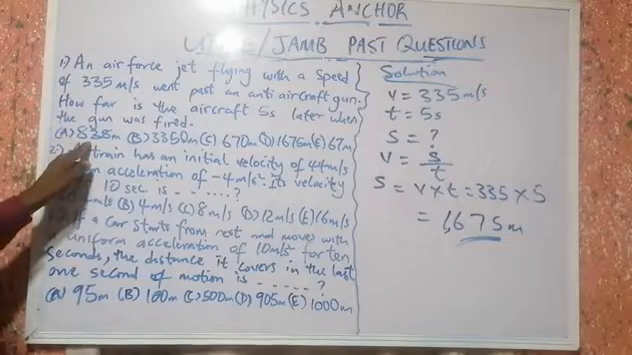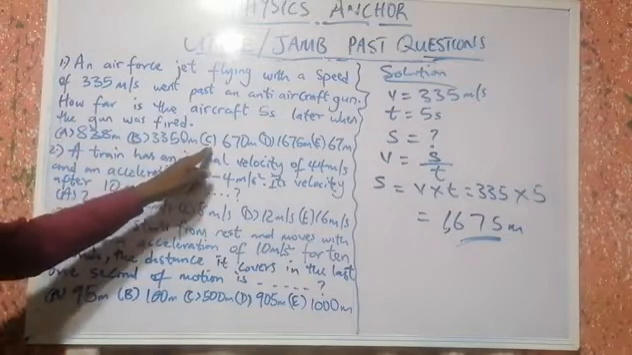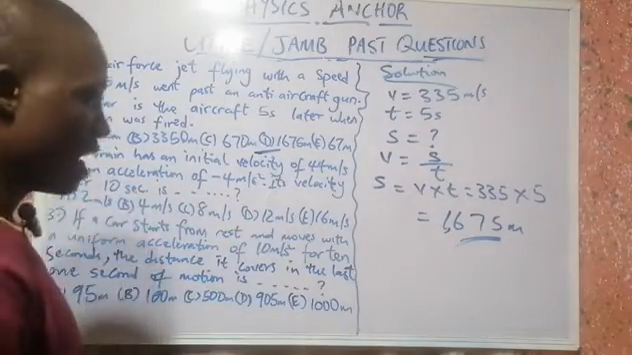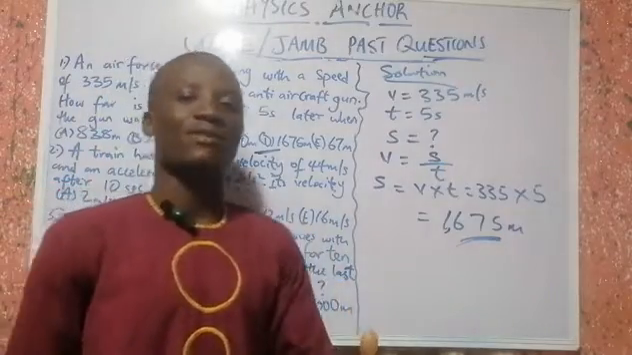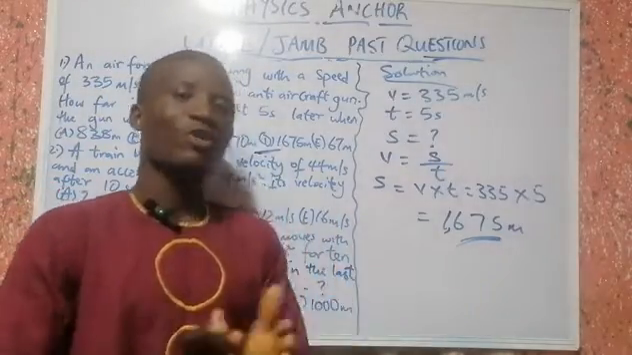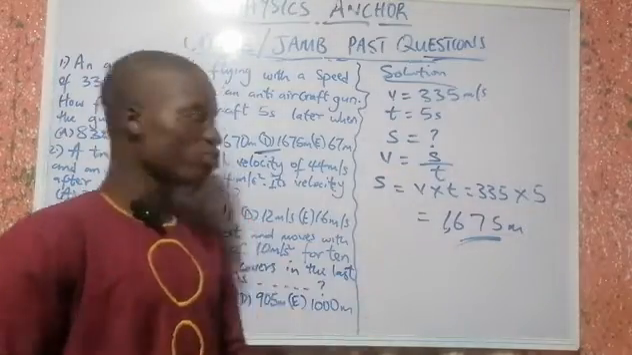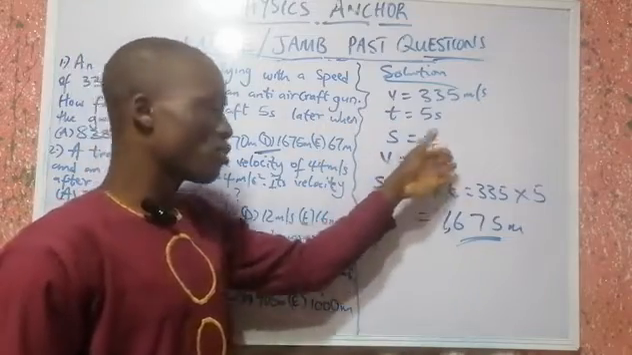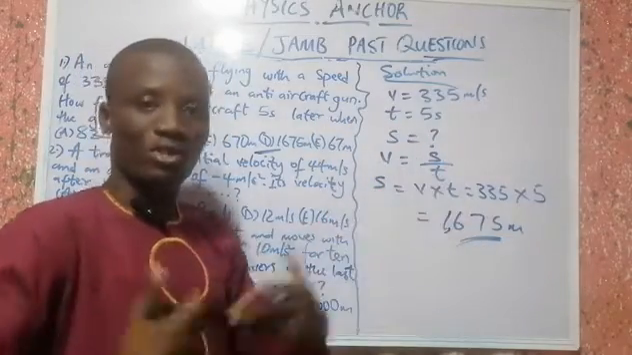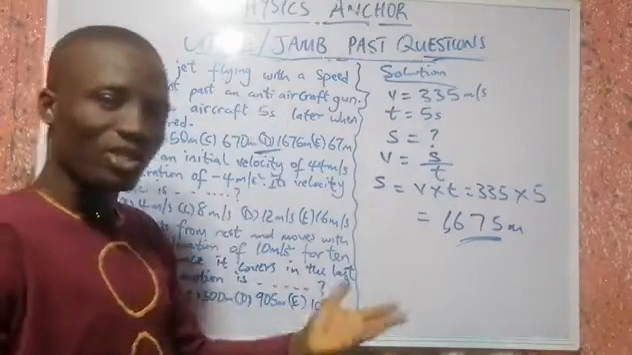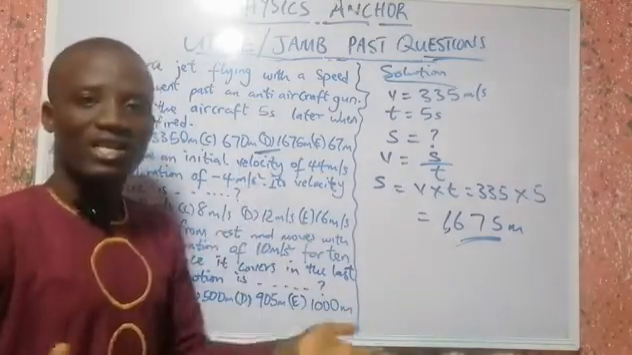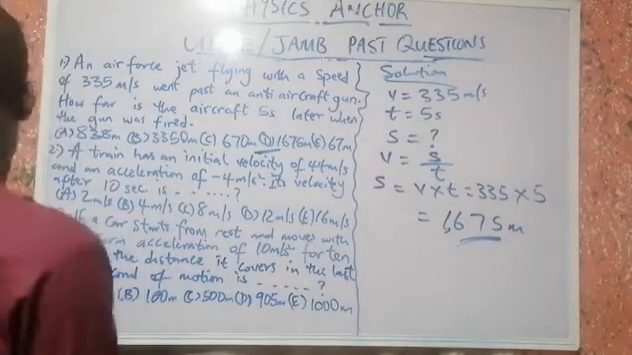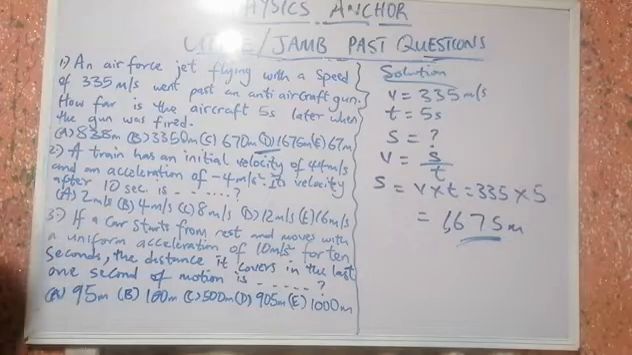So it's not option A, it's not option B, it's not C. D, 1675 meters. So this is the correct answer. By stating out your parameters, it will help you to actually know the correct formula to use. So you know that your speed or your average speed equals total distance covered over total time taken. So here, just the distance they want you to calculate, you have the speed, and then you have the time, so you can easily get your distance. So that is it about question number 1.